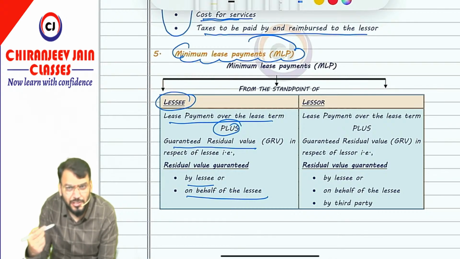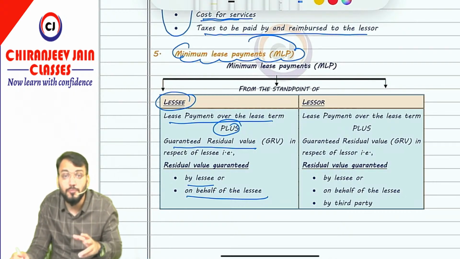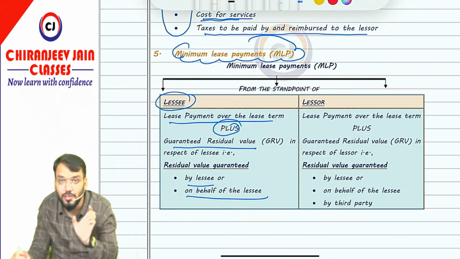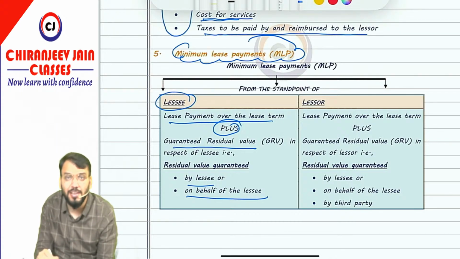So GRV means what? Guaranteed residual value means what? Suppose the lessee wants to purchase the asset at the end of the lease term, but there is no purchase option given in the agreement. Then they will give a guarantee to the lessor that they will purchase the asset at this price. That becomes the guaranteed residual value. Understood?